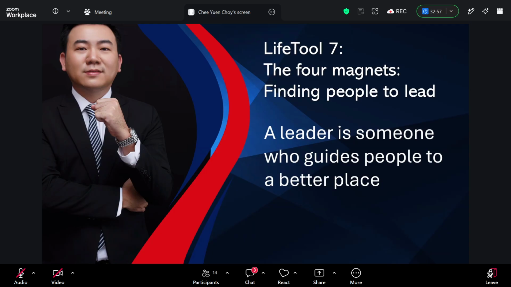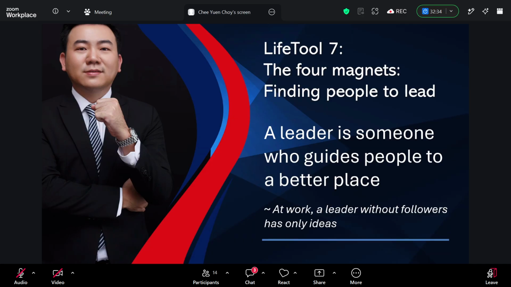But I'm putting it up because it's clear in this definition that people and a better place are important, because we not only want to achieve a target as a leader, we also want to make sure to guide people to reach a better place. So people are important and they match our live tool name, find people to lead.